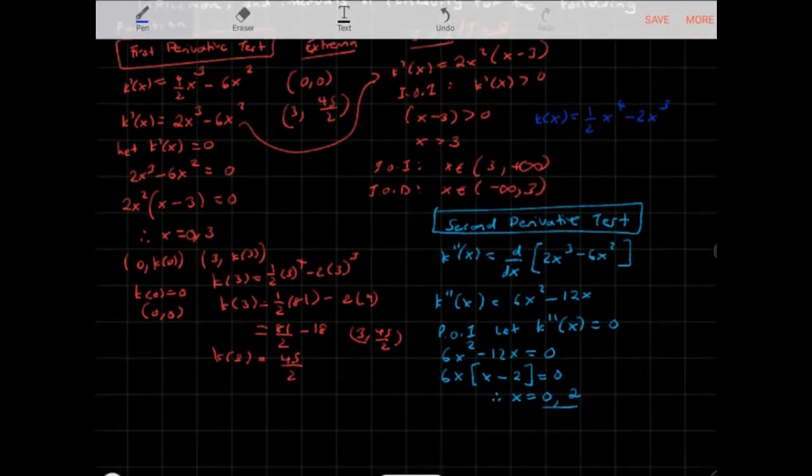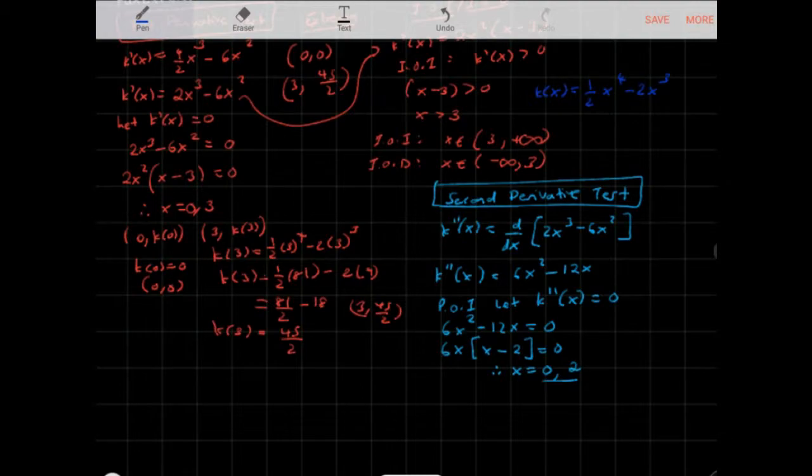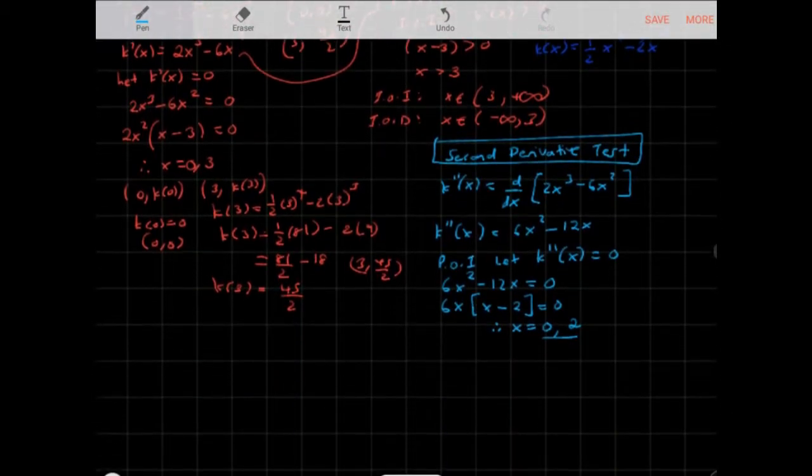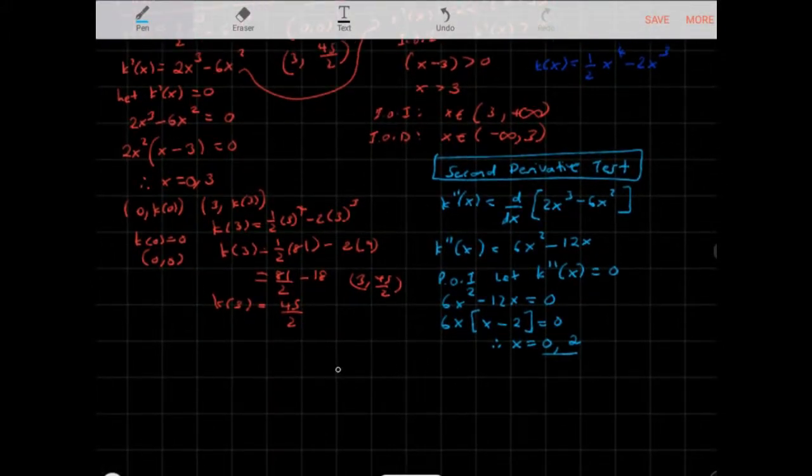So we take our original function and we can plug it in. One of your points of inflection occurs at 0 and k of 0, which we already determined as 0 and 0. The other point of inflection occurs at 2 and k of 2, which is basically 2 and k of 2 in this case. I'm just going to do it out here.